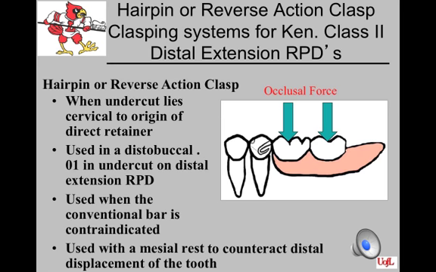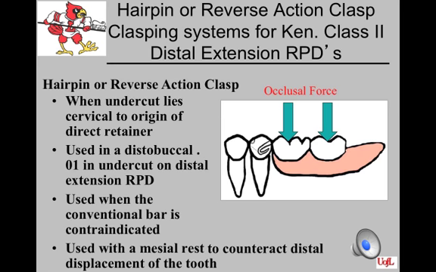The hairpin, or reverse action clasp, is another clasping system that may be used, but is not one of the preferred systems that we use here at ULSD. The hairpin clasp originates and ends on the same surface of the tooth. It may originate with the first half of the direct retainer above the survey line on the superbulge area. It then reverses its direction at the middle of the tooth, and the terminal half of the clasp arm approaches the undercut in the infrabulge area.